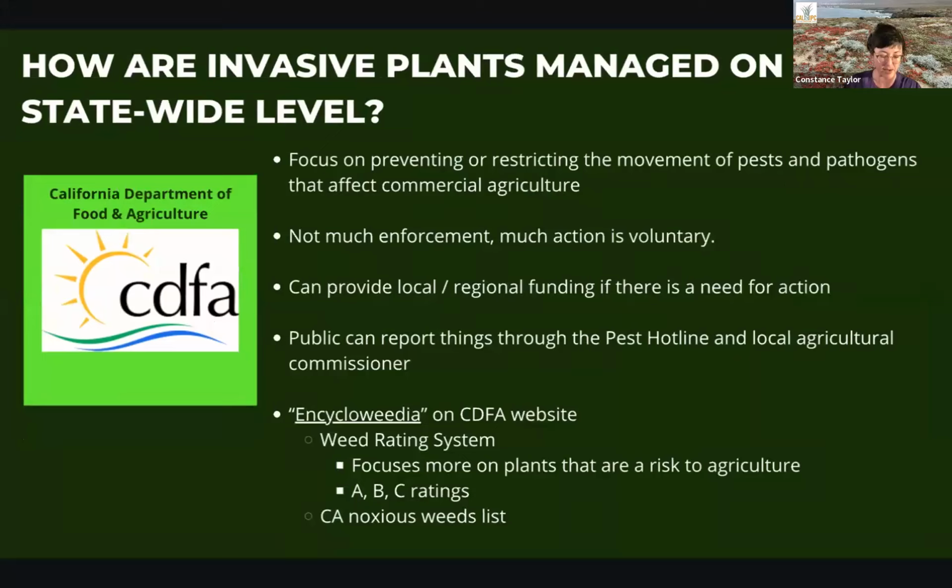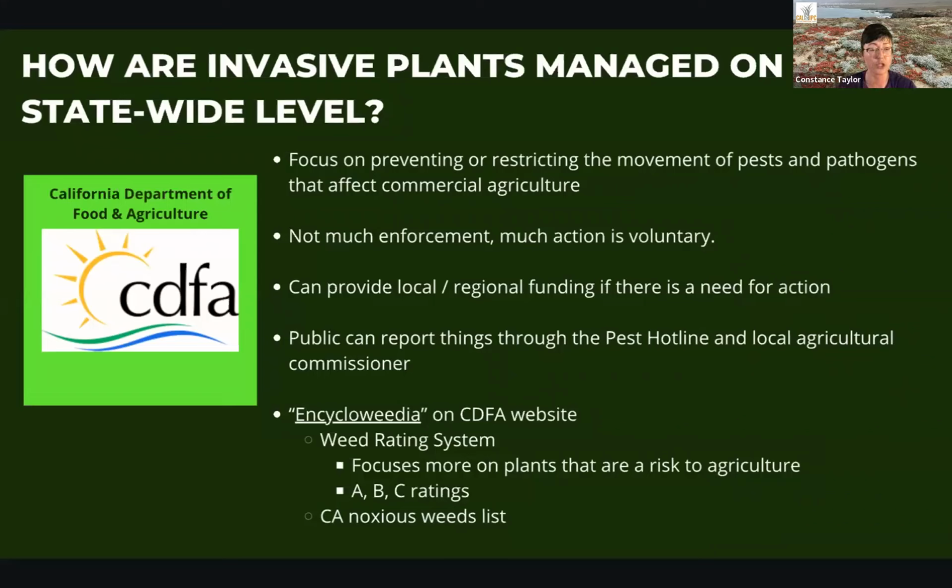So CDFA, what do they do? They focus on preventing or restricting the movement of pests and pathogens that affect commercial agriculture. So prevention is a really big thing for CDFA. A primary mandate of CDFA is to protect against invasion of exotic pests and diseases. And they're fairly flexible. When they get a call about something like a new pest that somebody is reporting, they'll try to reduce the flow of it through commerce.